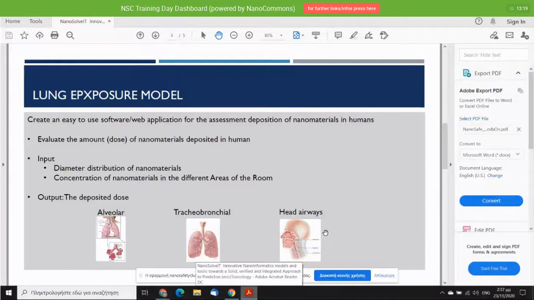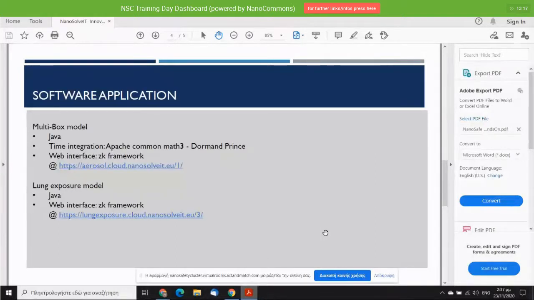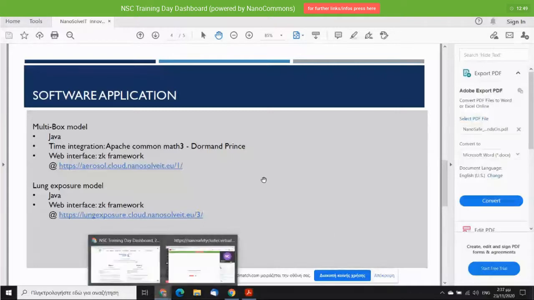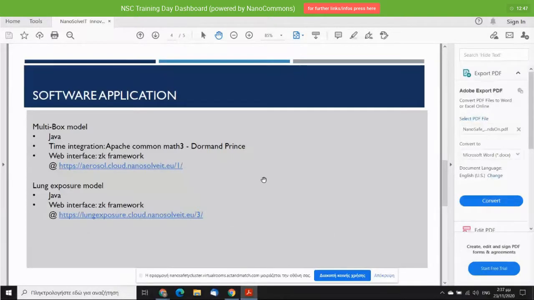So, concerning the software applications, the multi-box model and the lung exposure model are both developed in Java. The multi-box model uses an Apache Commons Math 3 Dormand-Prince algorithm for the time integrations, which makes it very efficient. And both applications use the ZK framework. Here are the two links that we're going to use. So this is, in general, a very quick presentation of what we're going to see and interact with, hopefully.